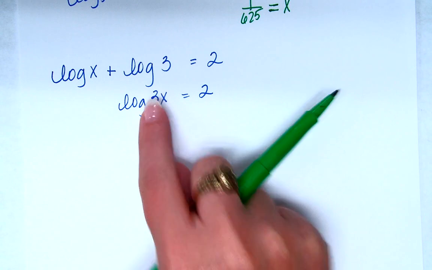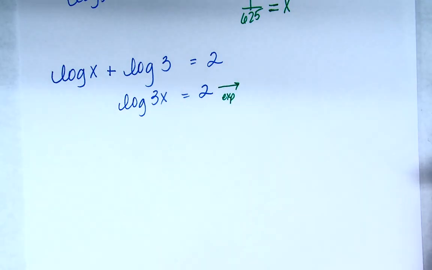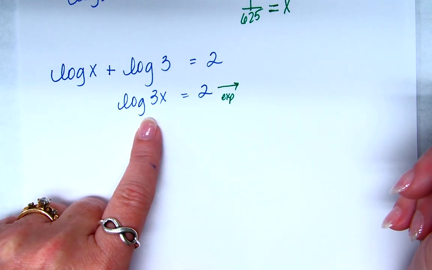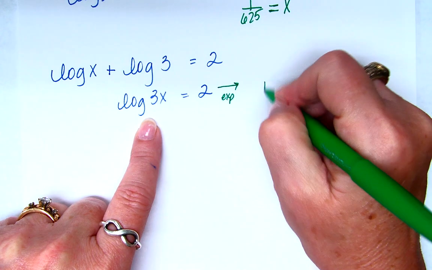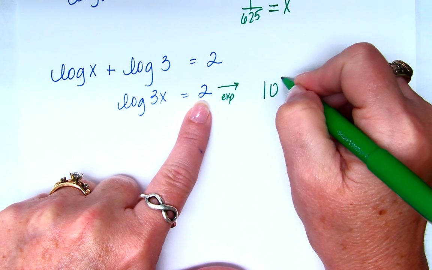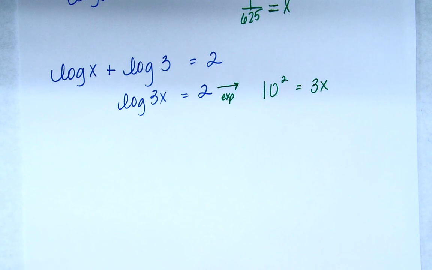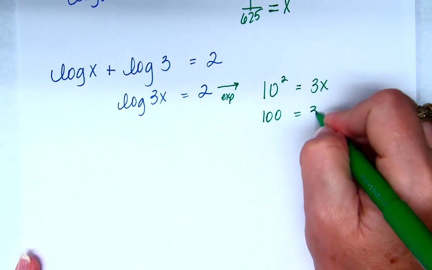If the log is isolated, where do I go? Exponential form. What's the base of this log? There's not one written. It's a good guess. It's 10. Do you remember that? So 10 to what power? 2, equals 3x. What's 10 to the second power? 10 times 10? 100. So 100 equals 3x.